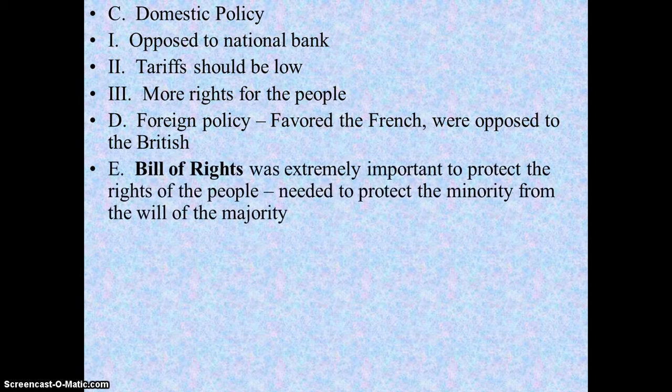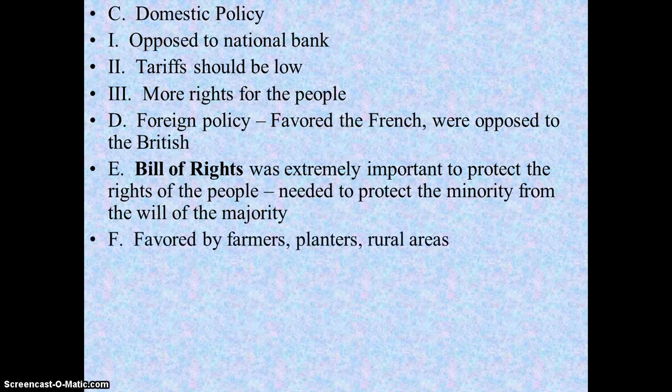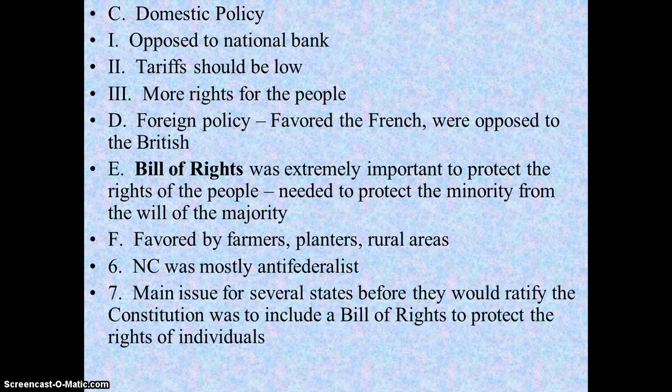The Bill of Rights: they thought it was necessary that the national government, the Constitution, had a Bill of Rights. The Bill of Rights was extremely important to protect the rights of the people, needed to protect the minority from the will of the majority. Favored by farmers, planters, rural areas. North Carolina was mostly anti-Federalist. The main issue for several states before they would ratify the Constitution was to include a Bill of Rights to protect the rights of individuals.